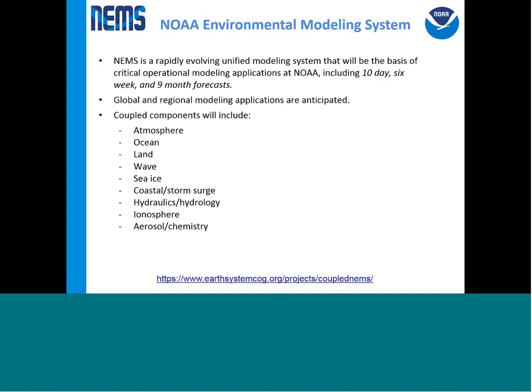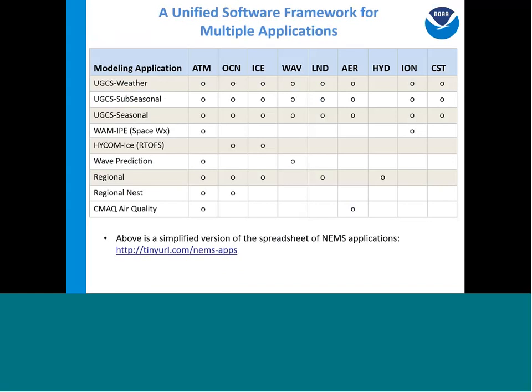Global and regional modeling applications are anticipated, and there are a whole host of coupled components that are planned for inclusion, including atmosphere, ocean, land, wave, sea ice, coastal, hydrology, ionosphere, and aerosol. This is a little schematic of the applications that are anticipated over on the left, which include the weather, subseasonal, and seasonal applications that I mentioned, along with a space weather application, an ocean and ice application, and regional applications, including an air quality application. The intent within the unified modeling system is for them to share components and infrastructure.